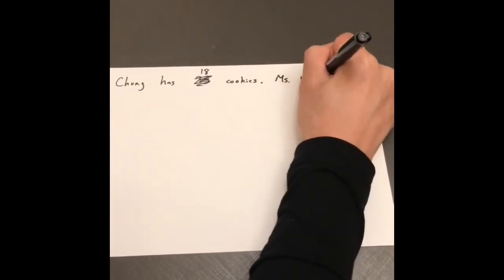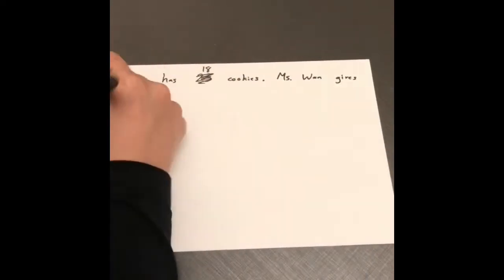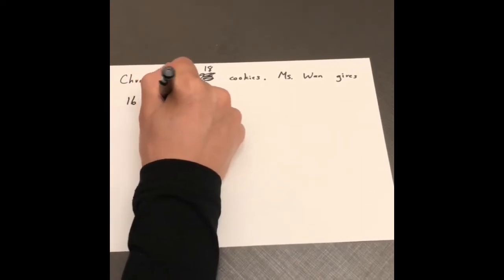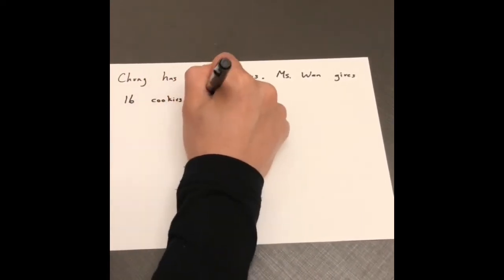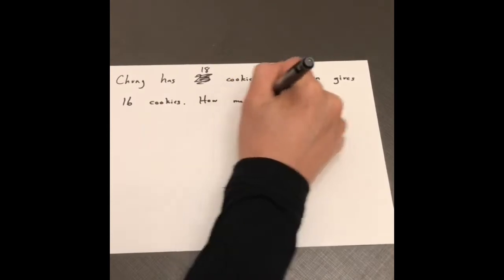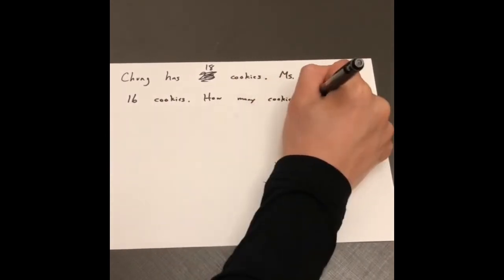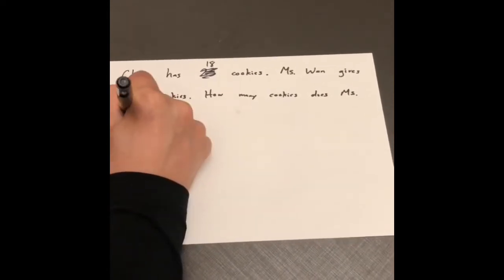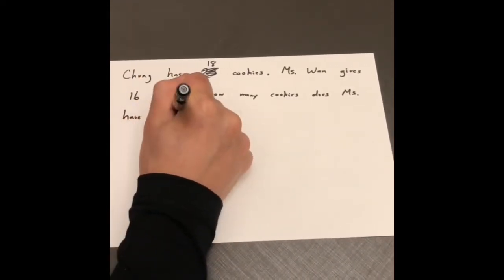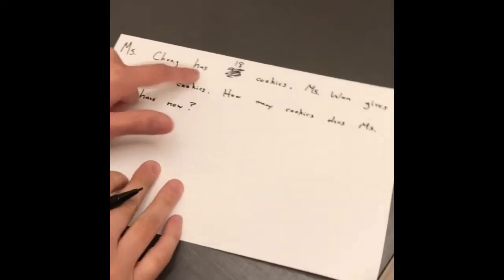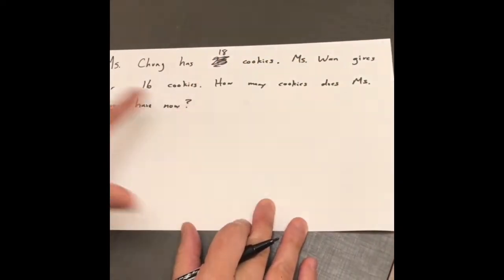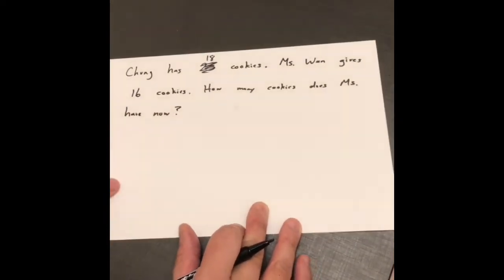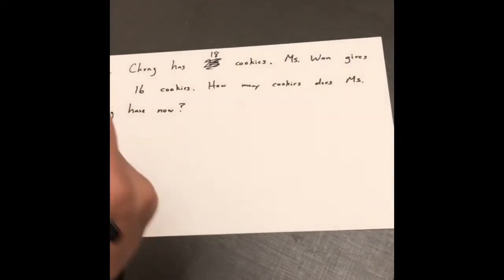Mrs. Wan gives her 16 cookies. How many cookies does Mrs. Chung have now? Look, I'm going to read it. Mrs. Chung has 18 cookies. Mrs. Wan gives her 16 cookies. How many cookies does Mrs. Chung have now? Now I'm going to have Miss Chung solve it. Come on, Miss Chung, it's your turn.